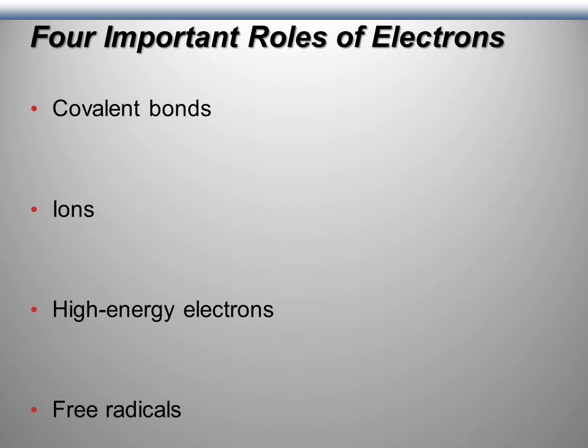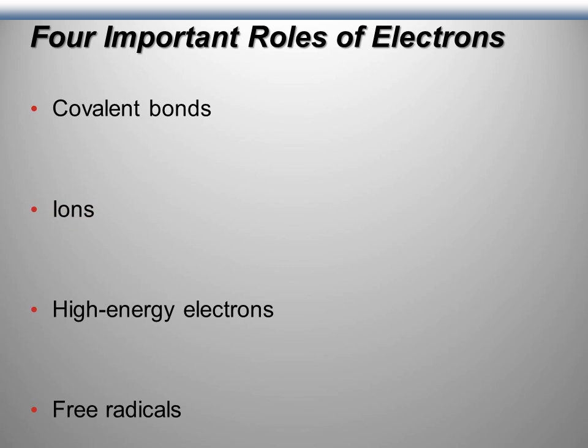So let's take it back a little further. Bonds involve electrons. Okay? Bonds involve electron function. And so there are 4 major functional roles for electrons in physiology. The first one is the formation of covalent bonds, again for energy storage and for structures. The next important one is ions, the formation of ions.